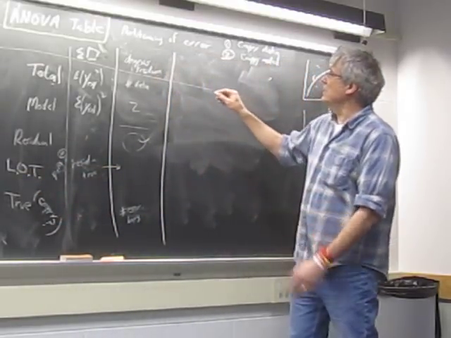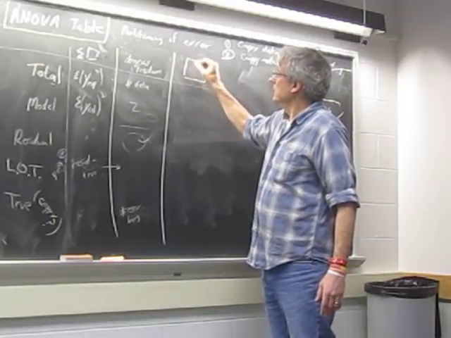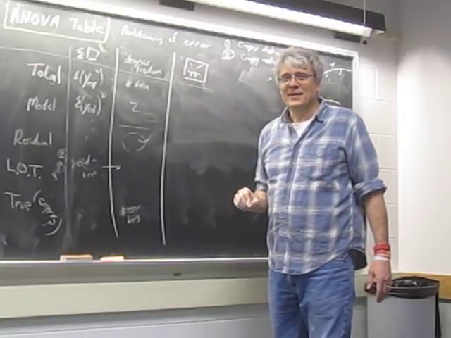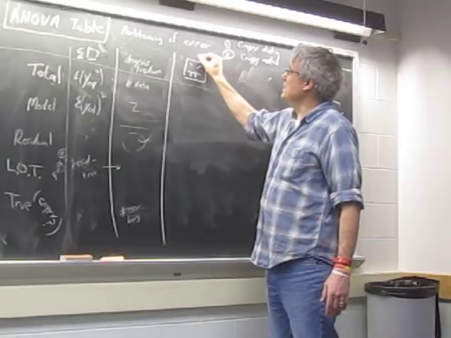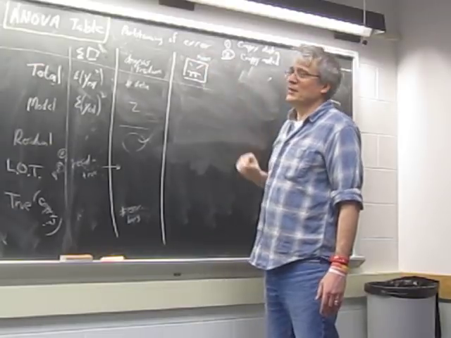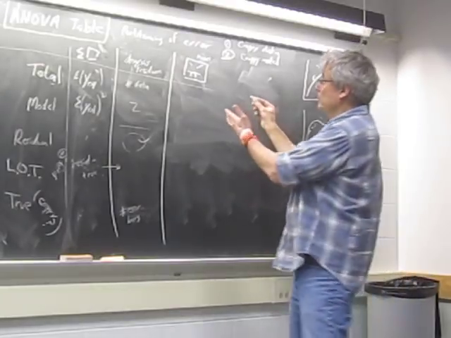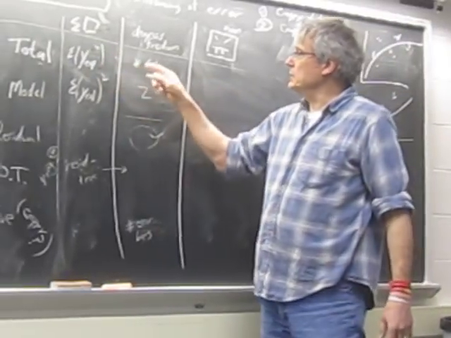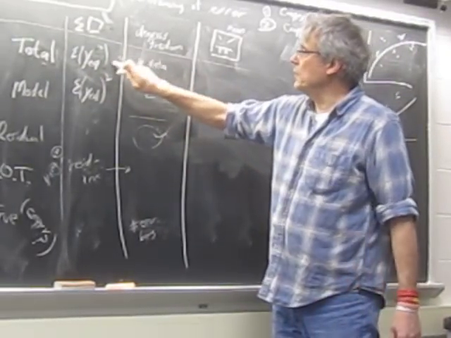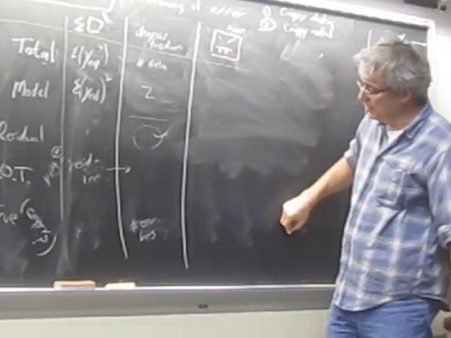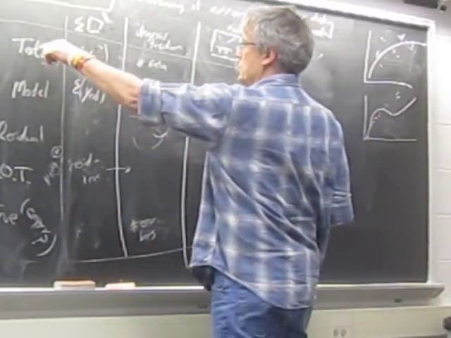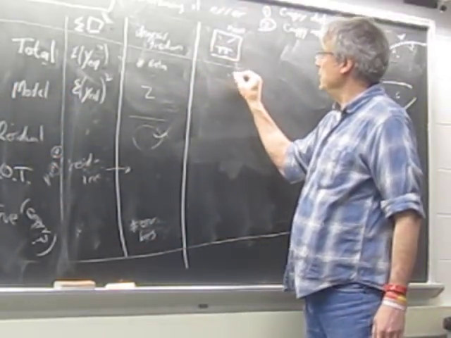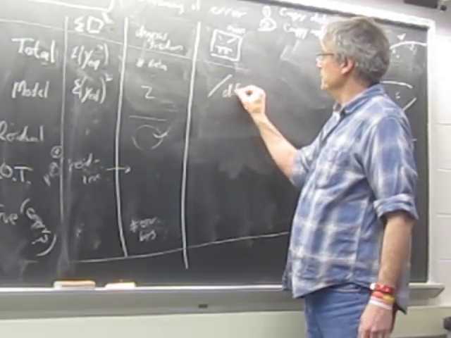And so I need to now calculate another quantity. And that quantity is a mean square. Okay? And so the mean square is, you divide this one by this one. Basically you normalize that, and you just do that in the table. It's a very mechanical process here. These are all just simply divided by the number of degrees of freedom.